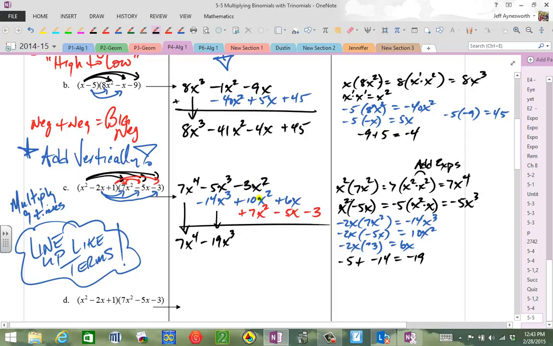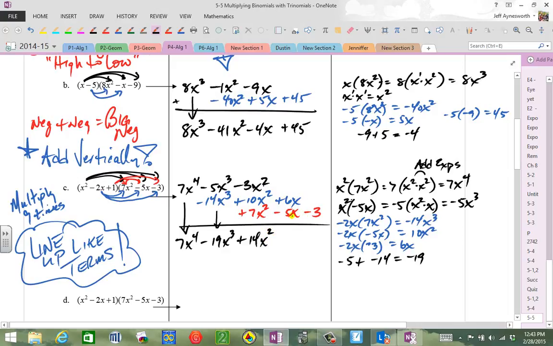Okay. Now on the squares, we've got a lot to add. Starting with the positives, 10 plus 7 is 17. Take away 3, 14. Add up the positive first right here. 10 plus 7 is 17. Take away the 3, that's 14. So you get positive 14x squared.